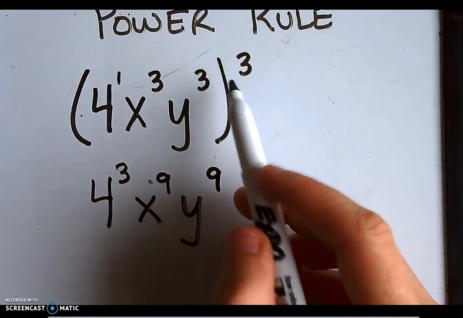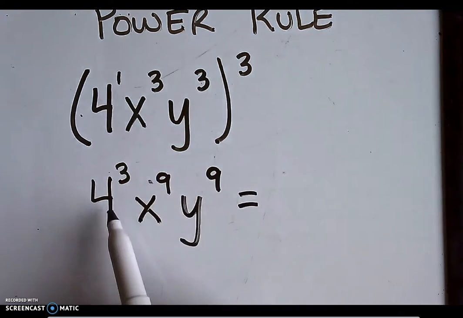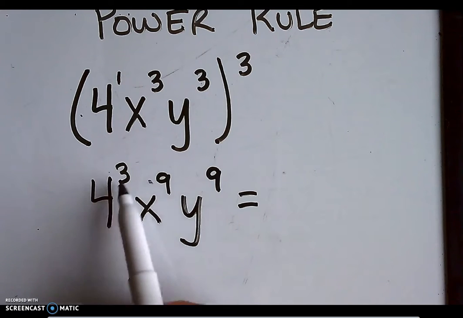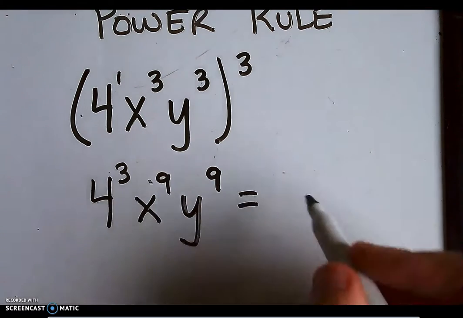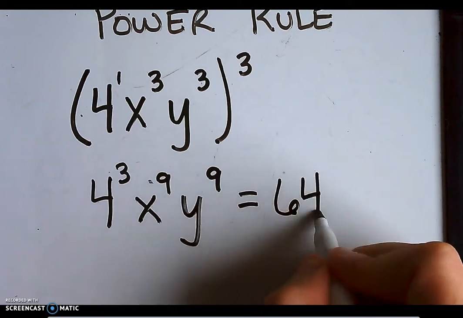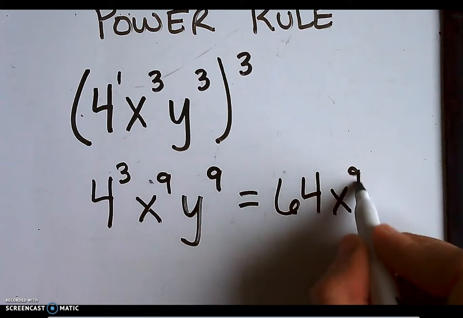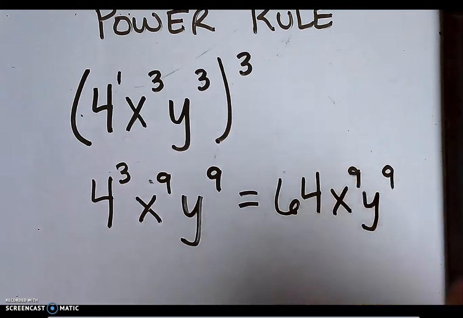The only thing we have left to do now is to simplify this part of my 4 to the third power. In that case, again, we know that that is 64. So now that simplifies my entire answer, and we end up getting back to the same answer that I had a minute ago when writing it all out in expanded form.